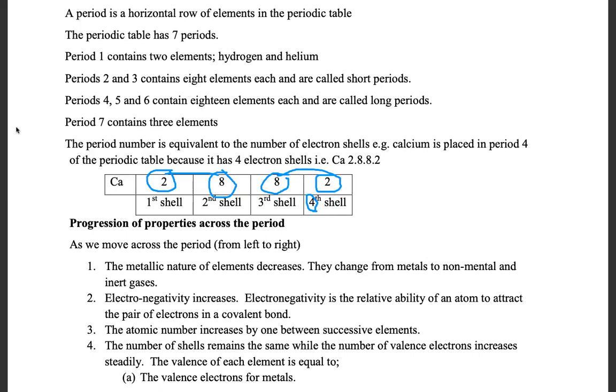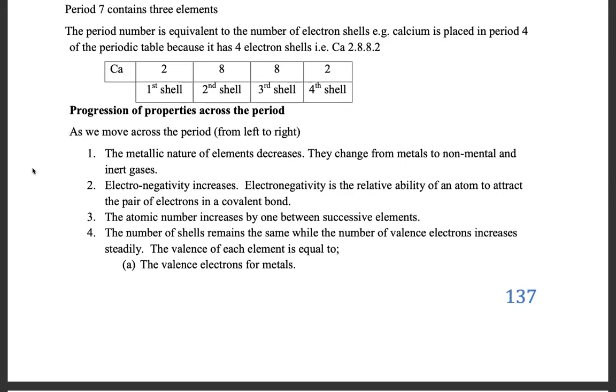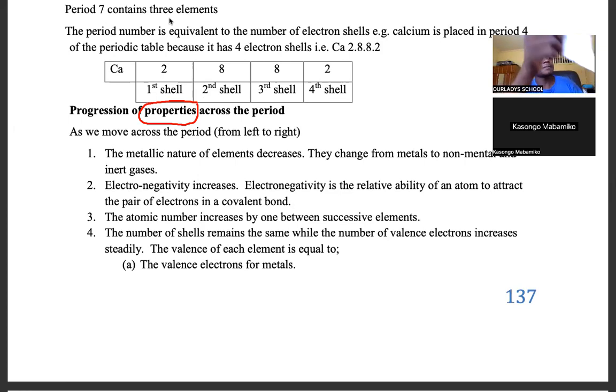Now, we are saying that the elements that are placed in the same group have similar properties. What about those that are placed in the same period? Do they have similar characteristics? Let us see some of the things that are common in the elements that are in the same period. We haven't gone to groups yet. These characteristics, we actually call them trends, or the properties. There are some properties that we are likely to have as you move across the periodic table from left to right.